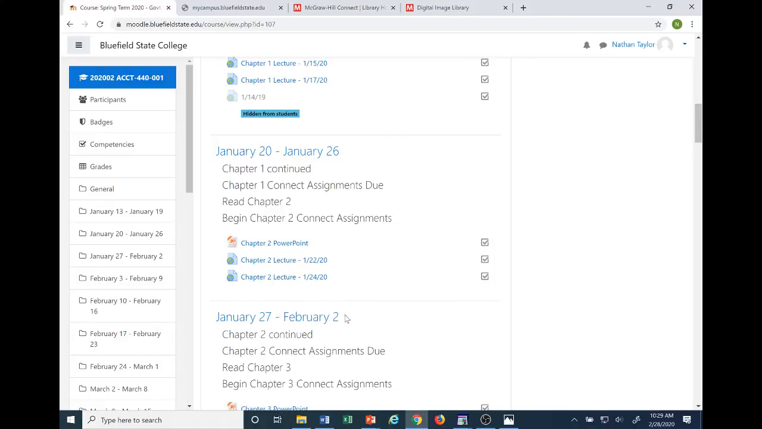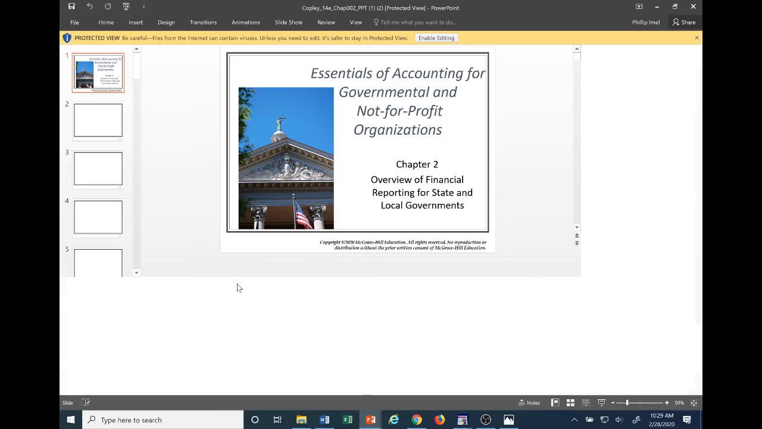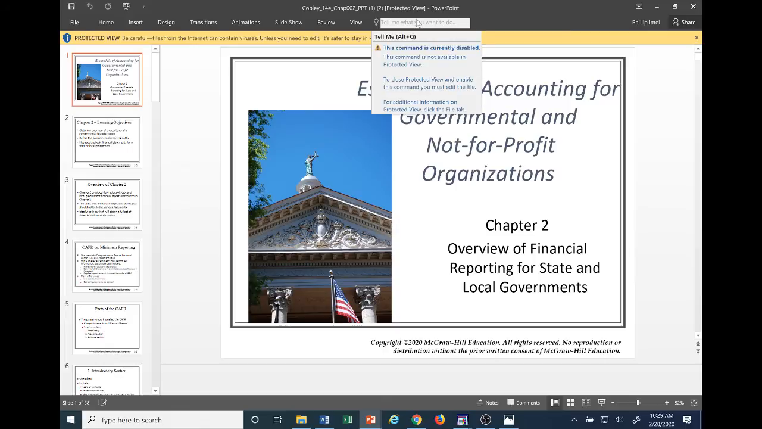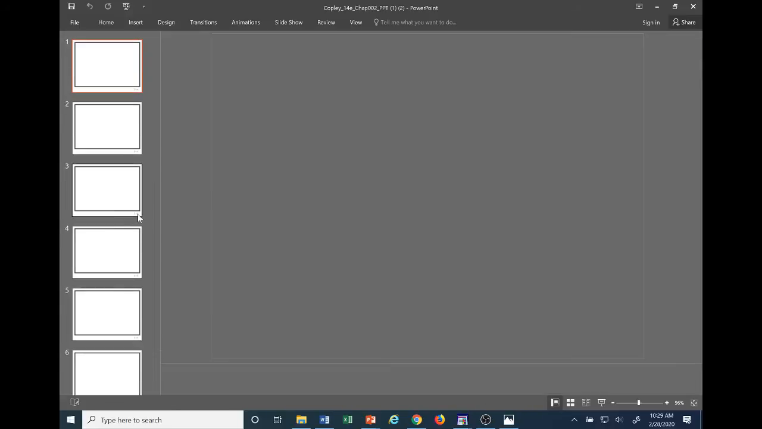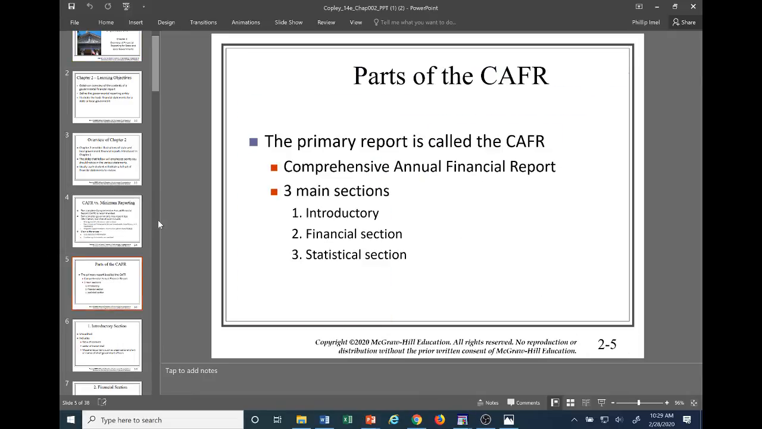Let's just look here at chapter 2. This was just the broad overview, I believe, of the financial reporting of state and local governments. Okay, so remember the CAFR is the Comprehensive Annual Financial Report, right? This is the whole shebang put together by the government at the end of the year. Remember, it has 3 sections: introductory, financial, and statistical, right?